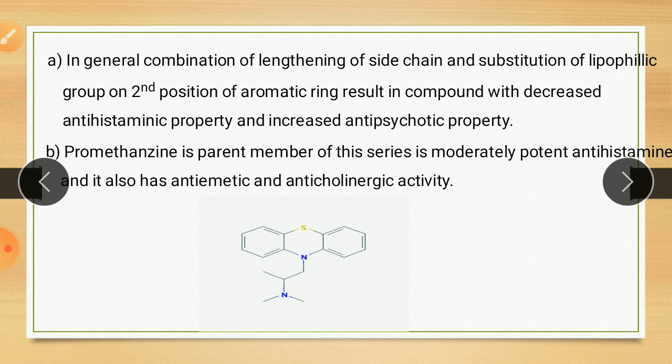Next point, promethazine. Promethazine is a parent member of this series, is a moderately potent antihistamine, and it also has antiemetic and anticholinergic activity. So the example is promethazine. This is the structure of promethazine. Promethazine is a parent member of this class, a moderately potent antihistamine, and also has antiemetic and anticholinergic activity.